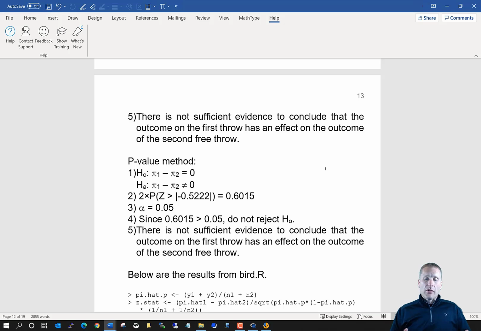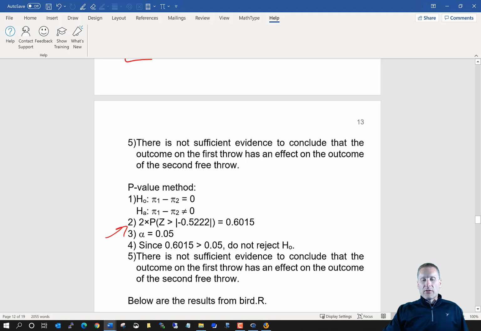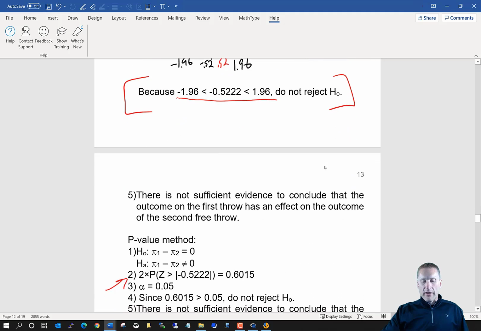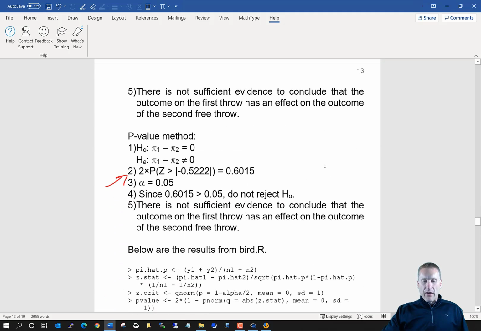Or you can say to conclude that the outcome on the first free throw has an effect on the outcome on the second free throw. P-value method. Now for the p-value, we take 2 times the probability that random variable z is greater than the absolute value of negative 0.52. And essentially what we're doing is, if here's the absolute value, 0.52, we're calculating this area here. And since it's a two-tailed test, we multiply by 2 for that corresponding area, and we get 0.6015.